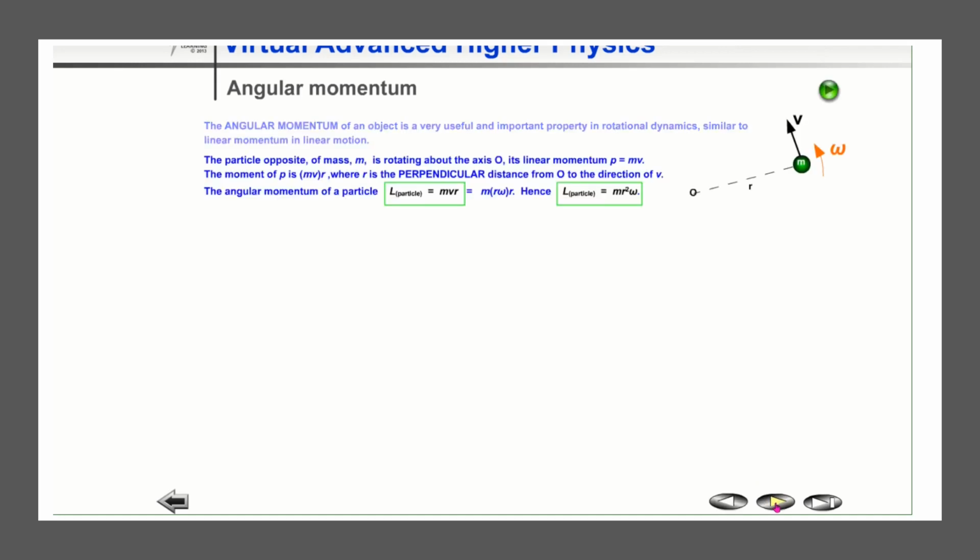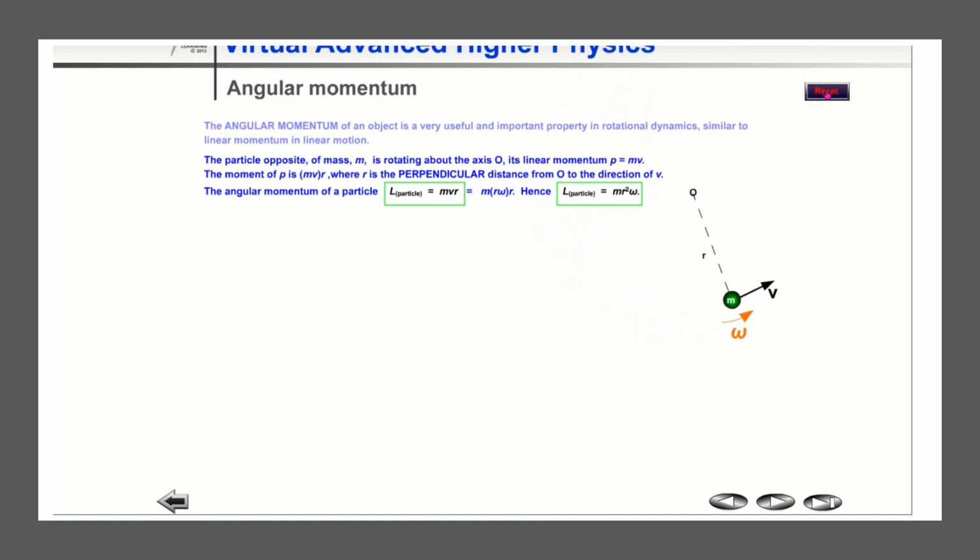There's a particle of mass m and it's rotating about the axis O. Its linear momentum, p, would be mv, mass times velocity. The moment of momentum is mv times r. L is mvr, where r is the perpendicular distance from O to the direction of v.